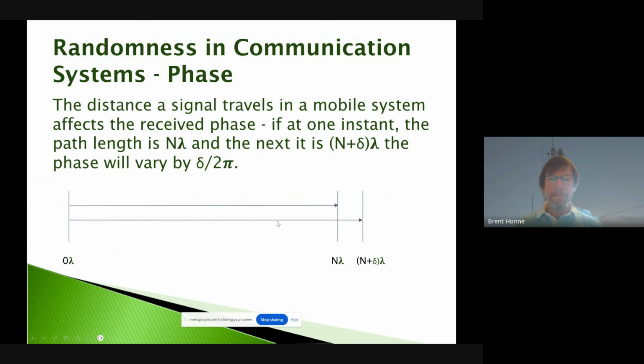If we move very slightly, within a fraction of a wavelength, we will end up with some different phase, because the traveling wave goes through 2 pi radians or 360 degrees as it goes through a wavelength. So if the distance between transmitter and receiver changes by a fraction of a wavelength, this little delta here, then we will see that manifested as some phase. We might call that phase noise.